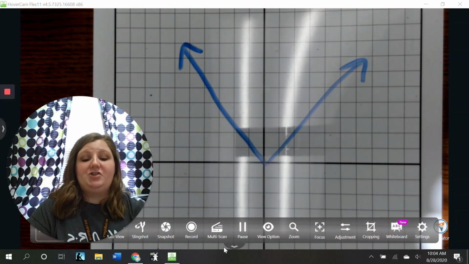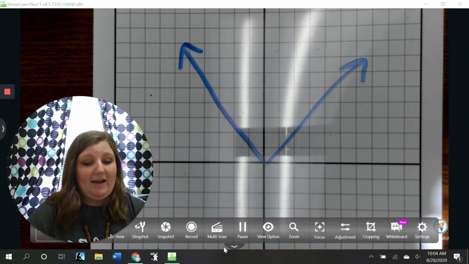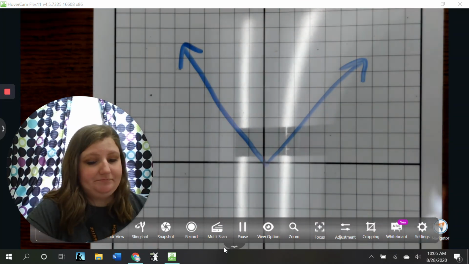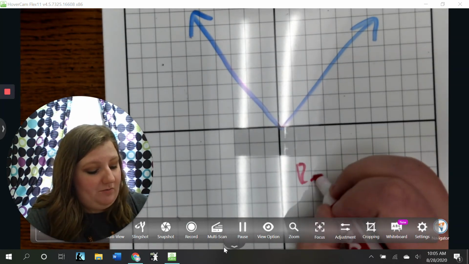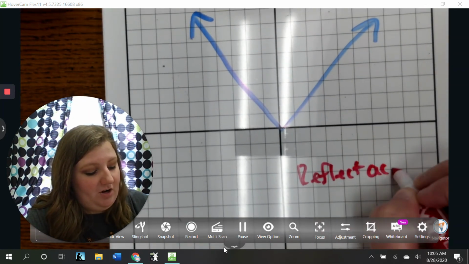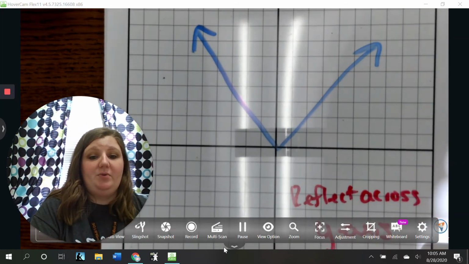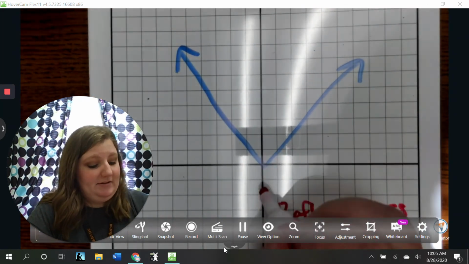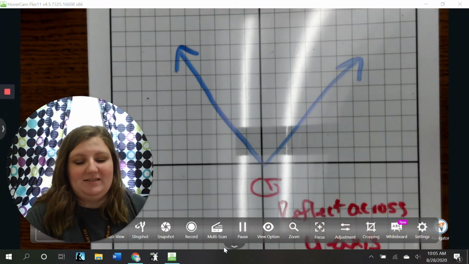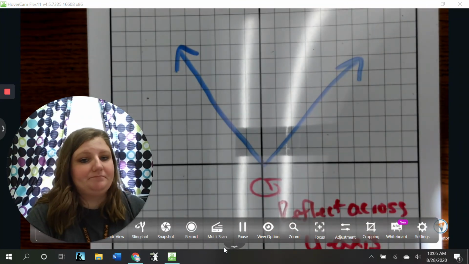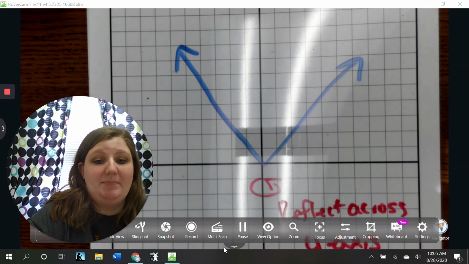And we're going to try and reflect this around the y-axis. Okay, so we're going to reflect across the y-axis. When we go to reflect across the y-axis, again, I'm going to draw my little helpful hint to let me know which direction I'm going.